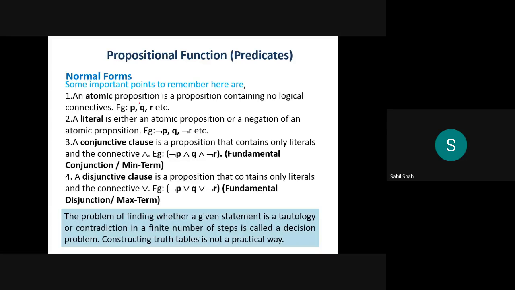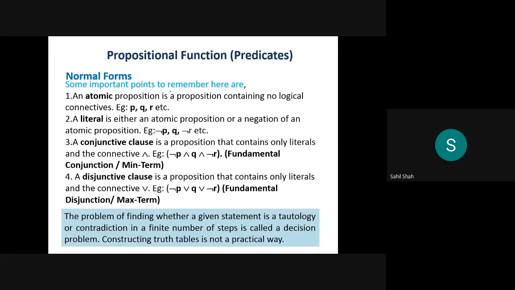This we have already seen during our first lecture. A preposition can be of two types, atomic and compound. An atomic preposition is a preposition containing no logical connectives. Alternatively, an atomic preposition is a preposition wherein you cannot decompose, you cannot divide that preposition into subparts. So all the prepositional variables P, Q, R, S, T, etc. in smaller case are known as atomic prepositions.